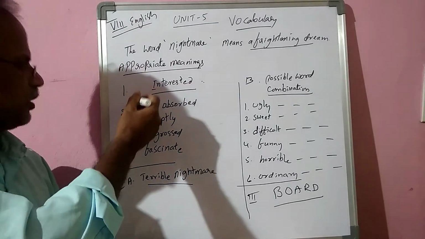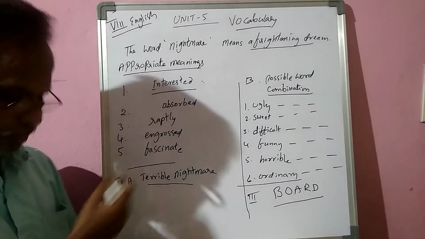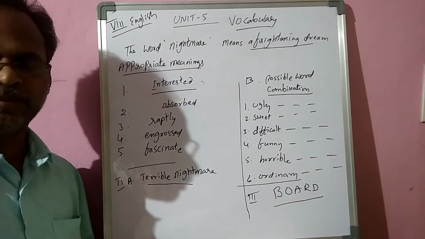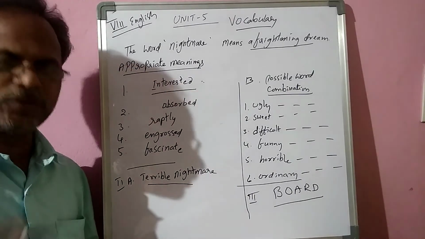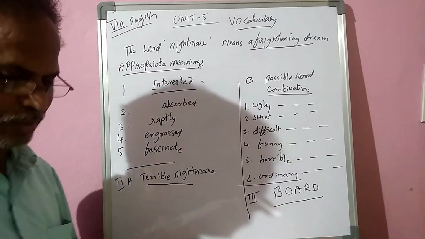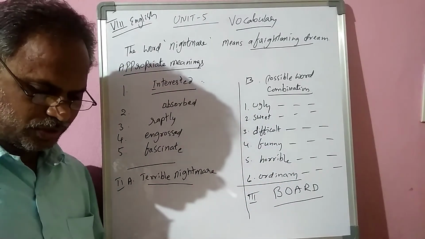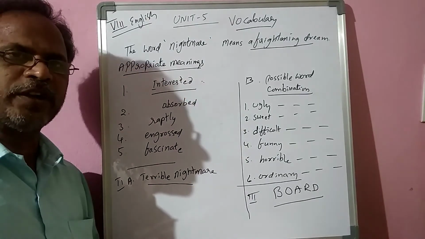Now read the following sentences and find the appropriate meanings of the underlined words. I have written the underlined words here. There are sentences from 1 to 5 in your textbook. How many sentences are there? 5 sentences are there in the vocabulary part. After the B lesson completion, the question and answers are given to you, and after the questions, the vocabulary part is given.